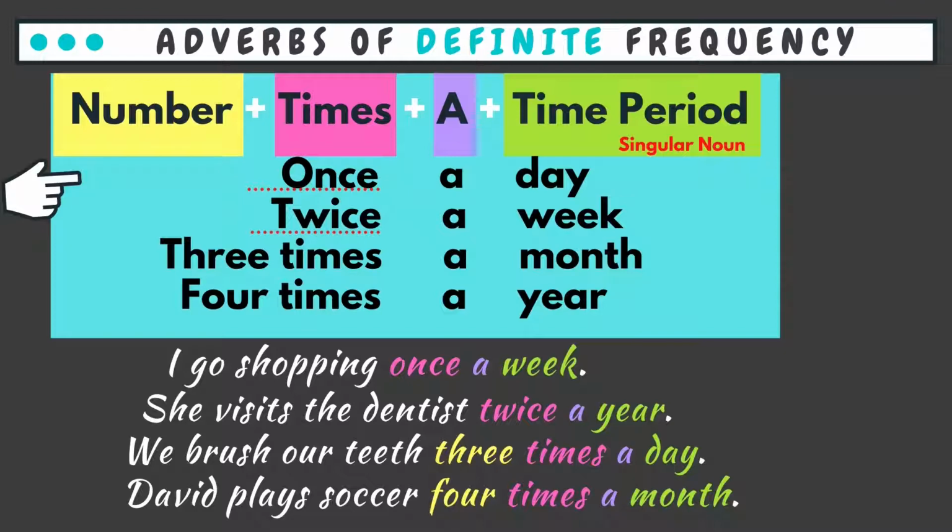Some examples. I go shopping once a week. She visits the dentist twice a year. We brush our teeth 3 times a day. David plays soccer 4 times a month.